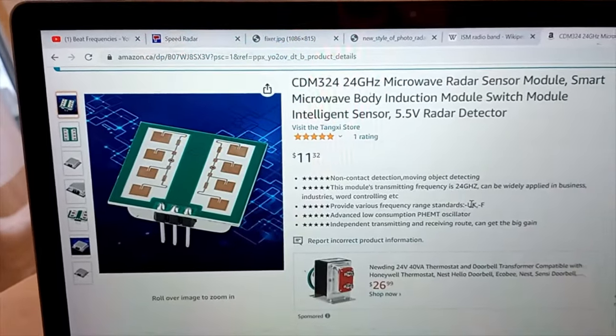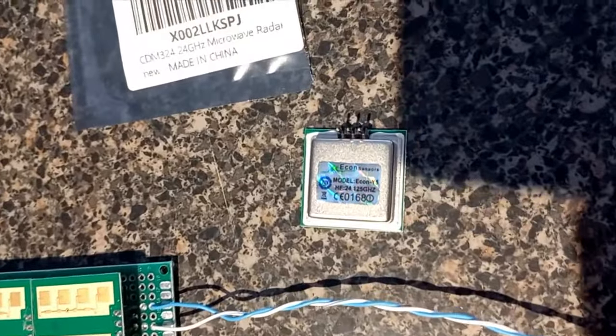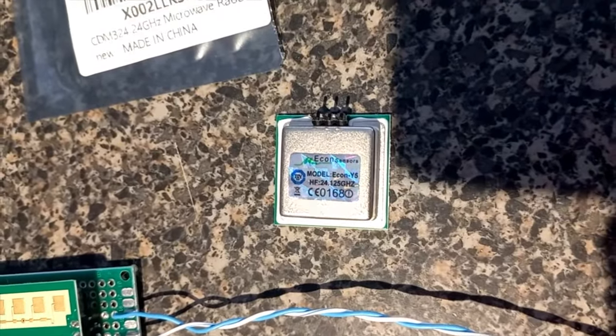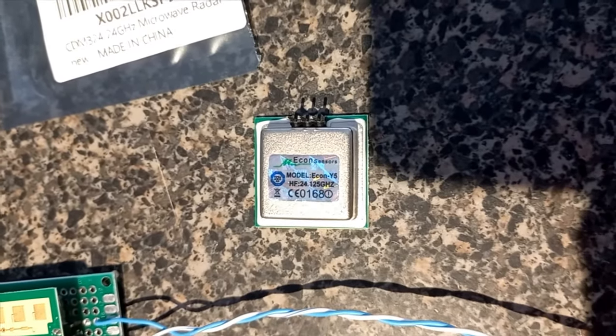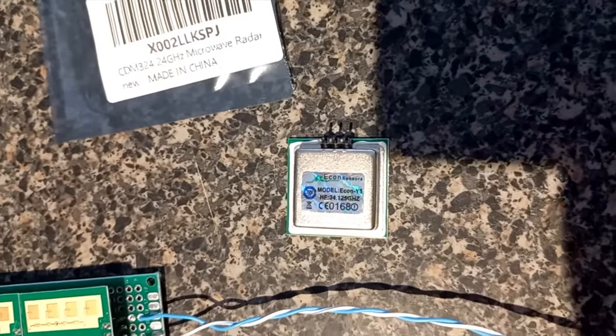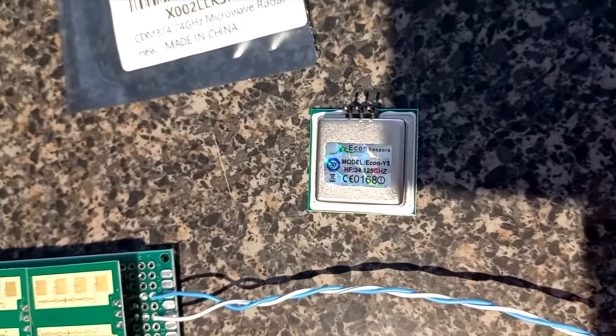There you go, guys. So, guys, this is what I'm using. It's a K-band radar module. See, it says on it 24.125 gigahertz. This is the frequency that is commonly used for radar these days, speed radars.